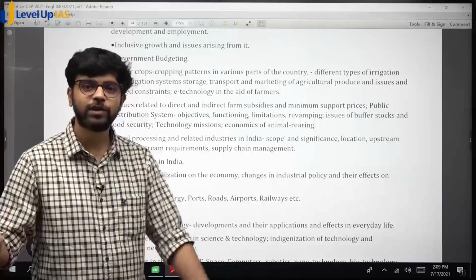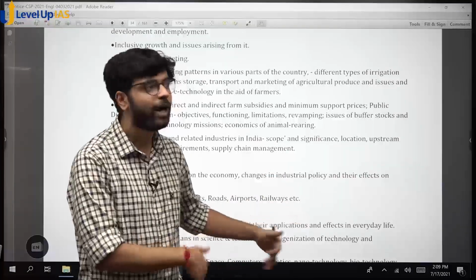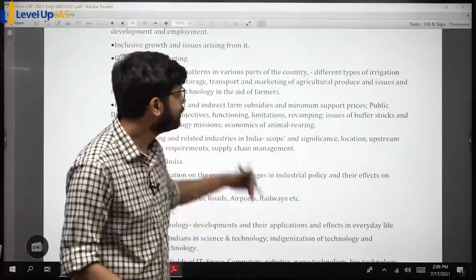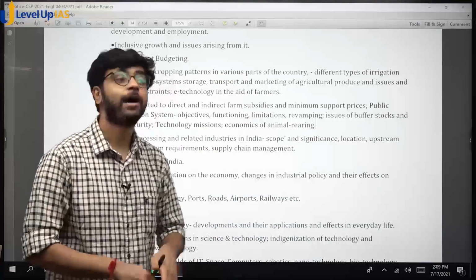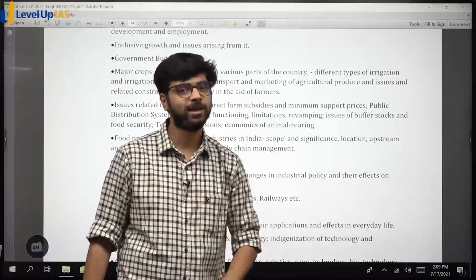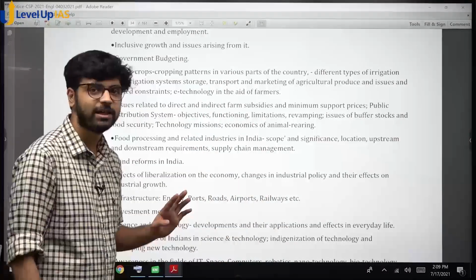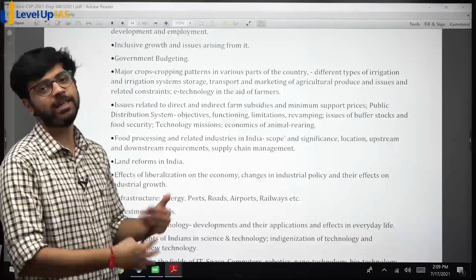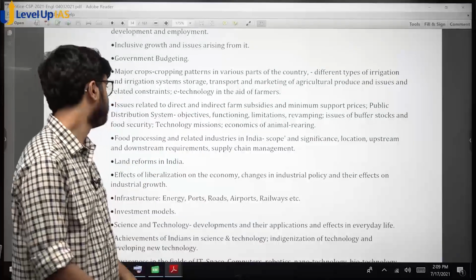How will you ensure food security? Do you have storage? Do you have enough grains? Did you encourage farmers to produce so much? Are you giving them at a low price? Grains are there but unaffordable, then also food security is in danger. See, all of these things, from the economic angle, will come here.